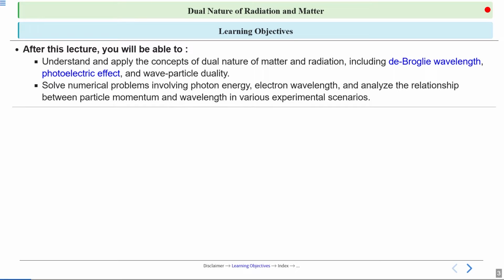Next, you will be able to solve numerical problems using these ideas. For example, you will calculate photon energy using E is equal to h nu. You will also find electron wavelengths and see how changing a particle's momentum changes its wavelength.